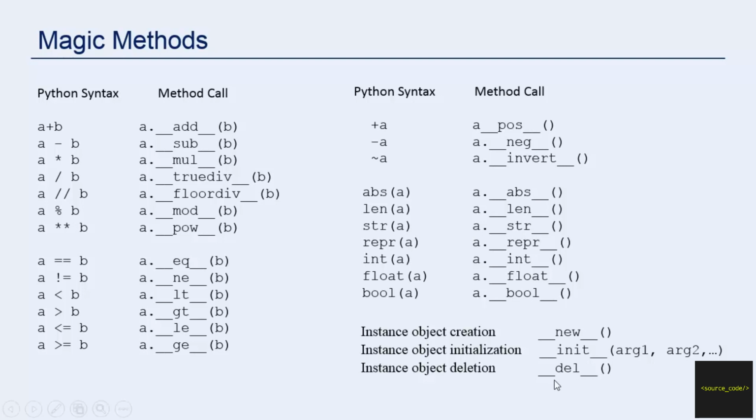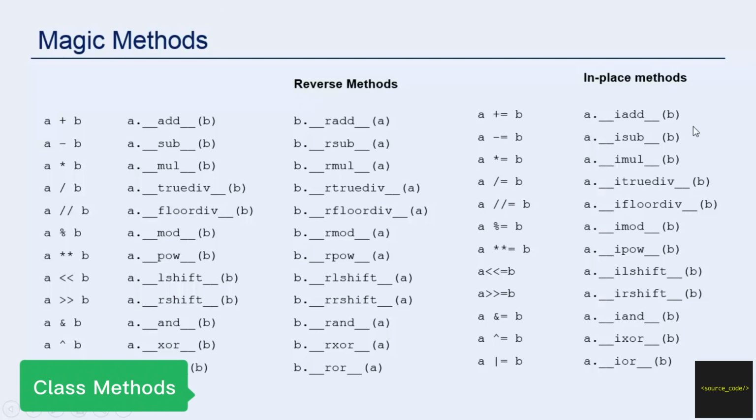This is one method that is very rarely used. Then if you want to control the creation process of the instance object, you can define this dunder new method. This method is also not very commonly used. In this lecture, we'll see the reverse and in-place variants of these special methods for binary operators. These reverse variants have the same spellings as these methods, but they start with an R prefix. And these in-place variants start with an I prefix.